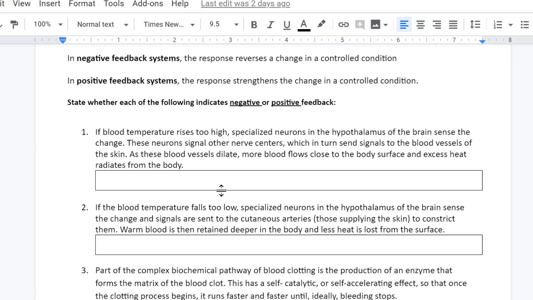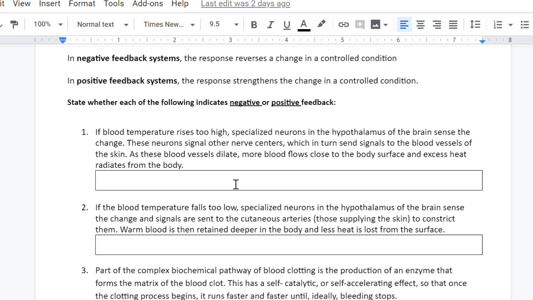So if blood temperature rises too high, specialized neurons in the hypothalamus of the brain, don't worry about all the fancy words, sense the change. So your blood temperature goes too high. These neurons signal other nerve centers, which in turn send signals to the blood vessels of the skin. As these blood vessels dilate, more blood flows closely to the body surface and excess heat radiates from the body. So the heat is leaving. We're decreasing the temperature. Would this be positive or negative?